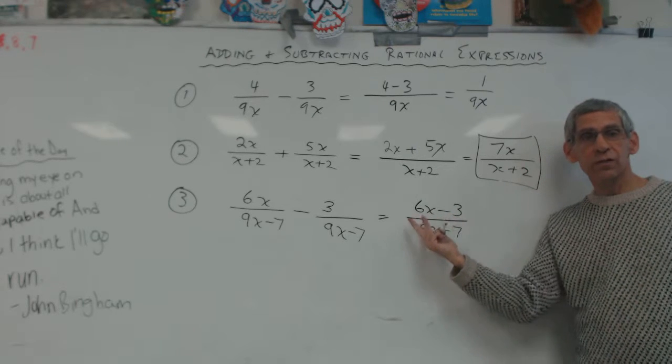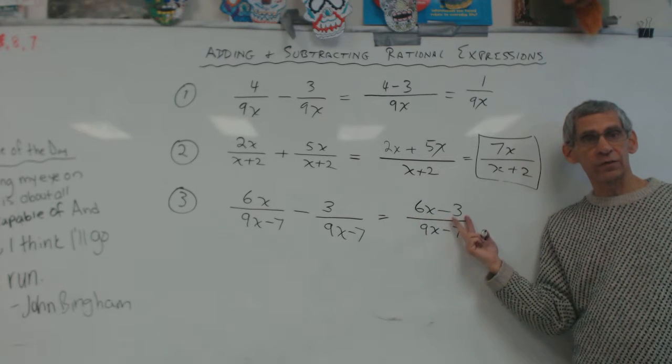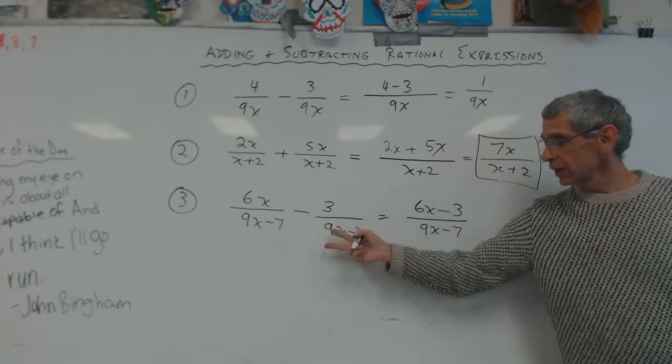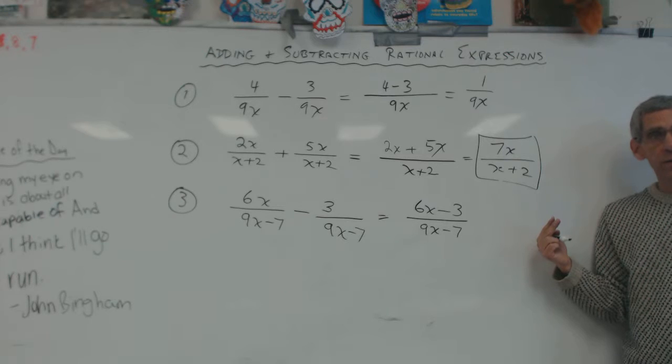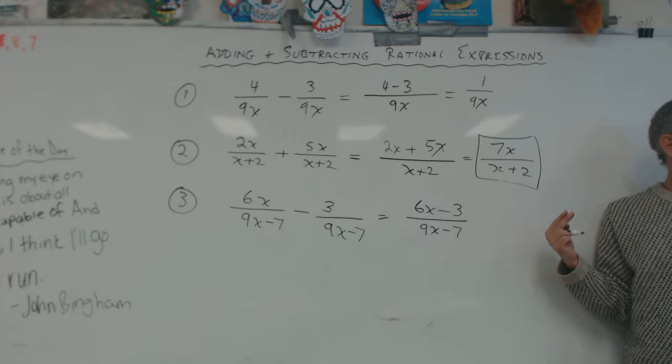So I can't go any further. I just have to leave it as 6x minus 3. The denominator is my common denominator, it just stays where it is. Okay? Clear? Does that make sense to you, Oliver?